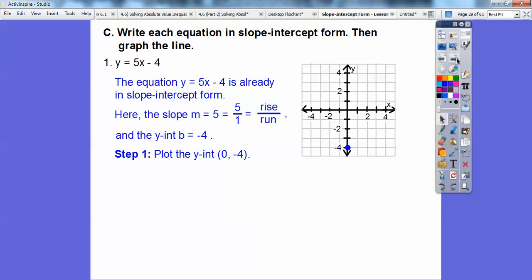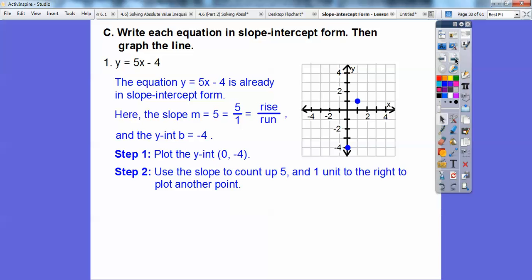Now we're going to use the slope, up 5 over 1, and plot another point. Up 1, 2, 3, 4, 5, over 1, and plot another point. And then we just connect those 2 points with a straight line, and there it is right there. So here it is in slope-intercept form. It already is written in that, and then it says graph the line. So there it is right there.